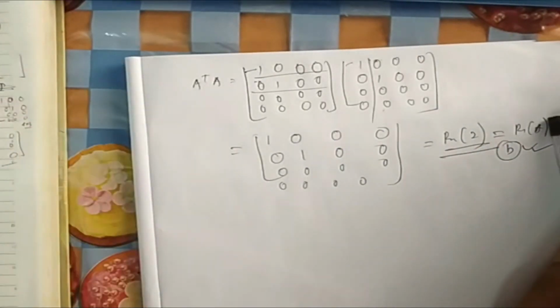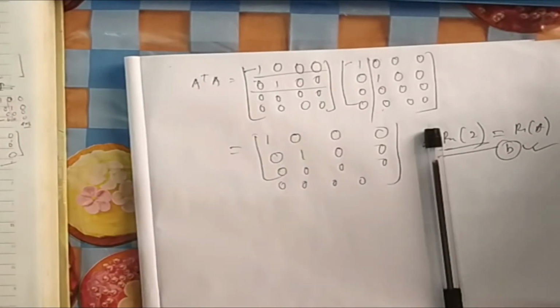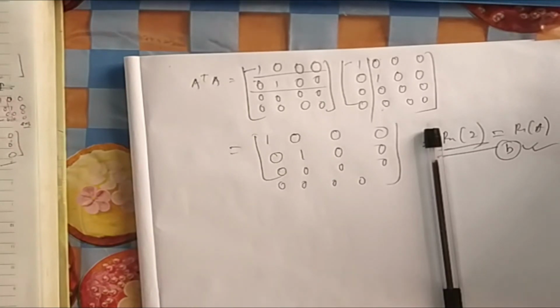So even if you don't know any theorem, you check whether it is a general question or not. If it is a general question, you try to take A as the simplest matrix you can, then you try to generalize it. Okay, that's all for today.